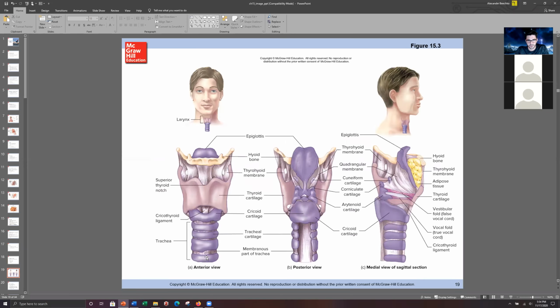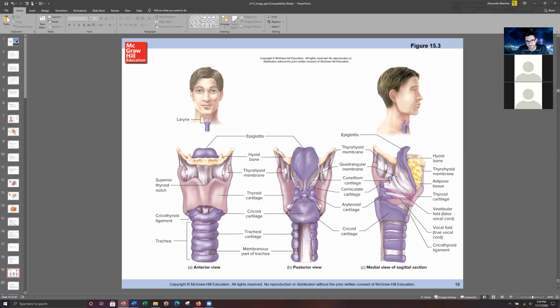All right. So here we've got our anterior view of our tracheal cartilage right here. So we've got our hyoid bone up here with our thyrohyoid membrane. Okay, superior thyroid notch, and then our major thyroid cartilage. Again, that's our Adam's apple. Cricothyroid ligament with the cricoid cartilage underneath it, just here, and then the rest of the tracheal cartilage down here.